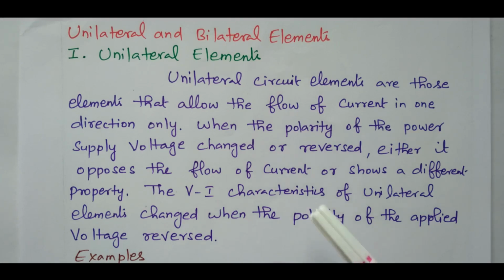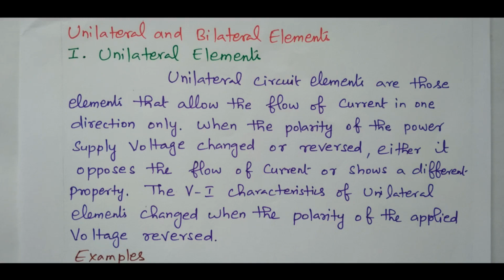The VI characteristics of a unilateral element change when the polarity of the applied voltage is reversed. Right? It will give different VI characteristics. It works in only one direction for current flow. If there is any change in the current direction or polarity, the property will change.